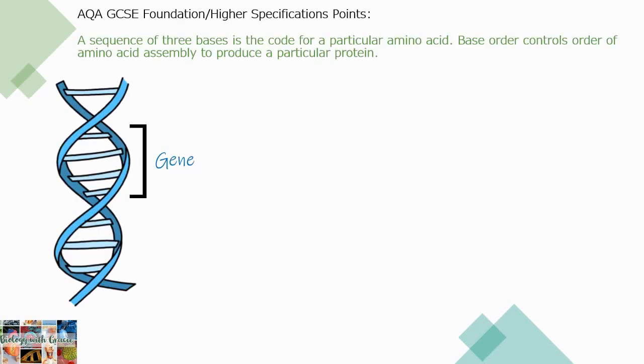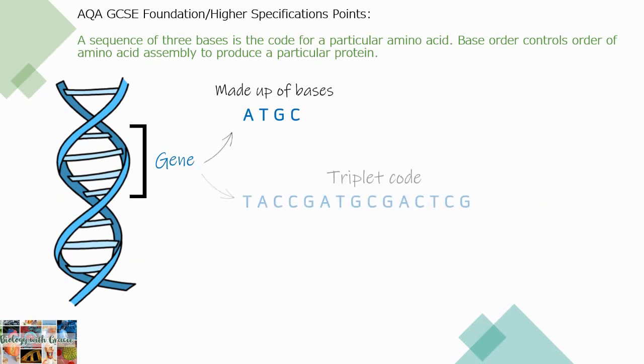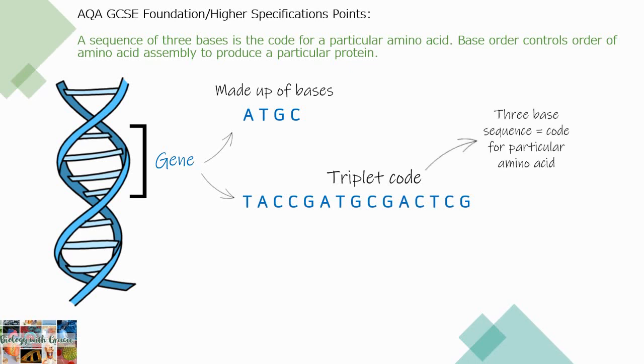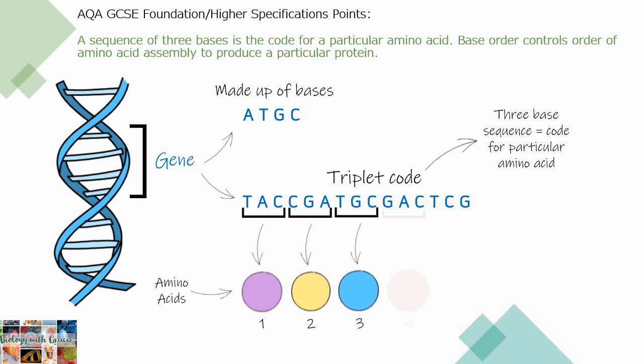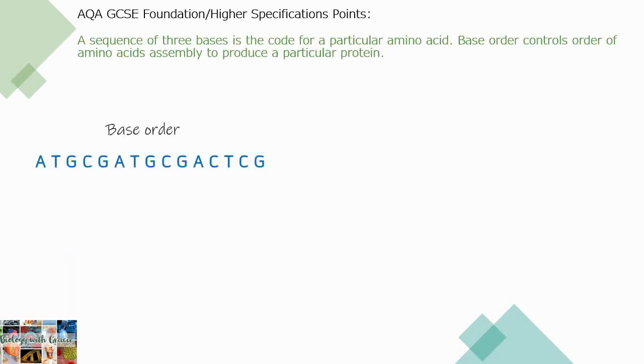So here we've got our DNA molecule again with our gene, and a gene is made up of bases, and you don't need to know what these are, but I've just put them there as an example. So these genes have a triplet code, which means that they have a 3-base sequence, so 3 bases in a row codes for a particular amino acid. So here we have some examples of amino acids being coded for. So it is in fact this order of bases that controls the order of amino acid assembly.